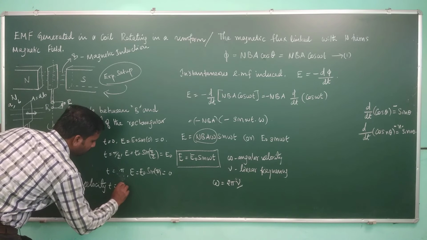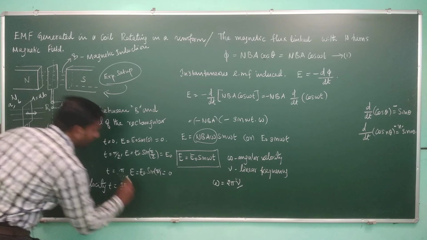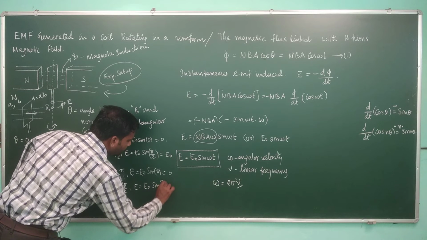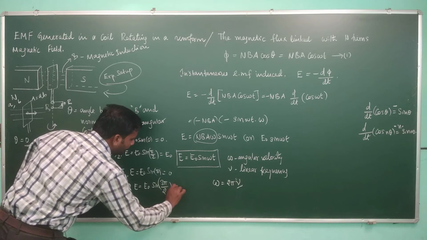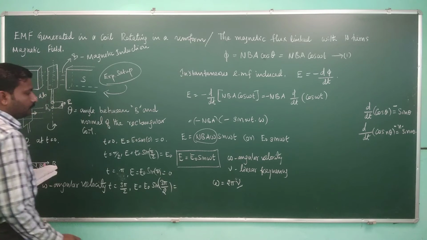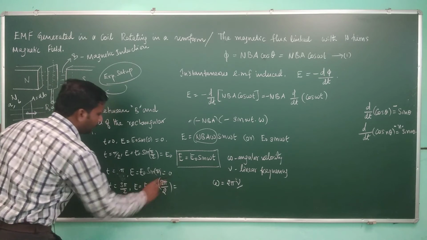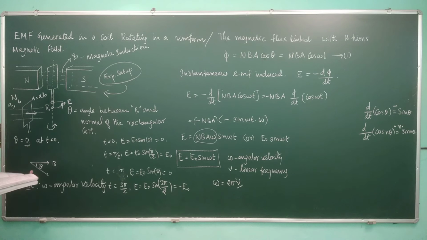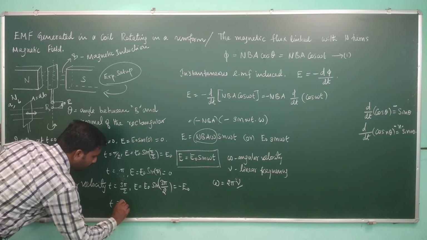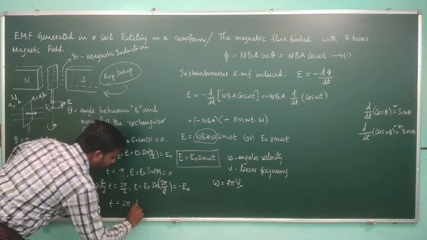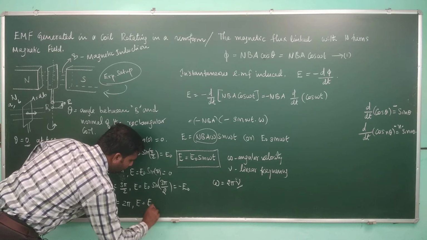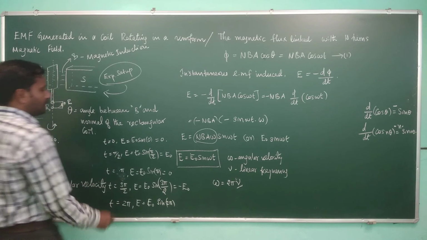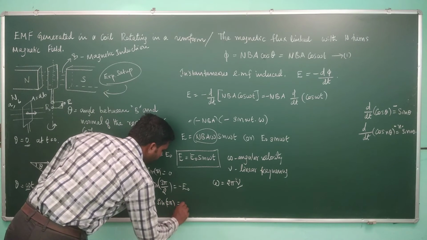Then t equal to 3 pi by 2, that is 270 degrees, E naught sine 3 pi by 2 becomes minus 1. Sine of 3 pi by 2 equals minus 1, so that is minus E naught. Then t equal to 2 pi, where it becomes sine of 2 pi. Sine of 2 pi and sine 0 are the same, that becomes 0.